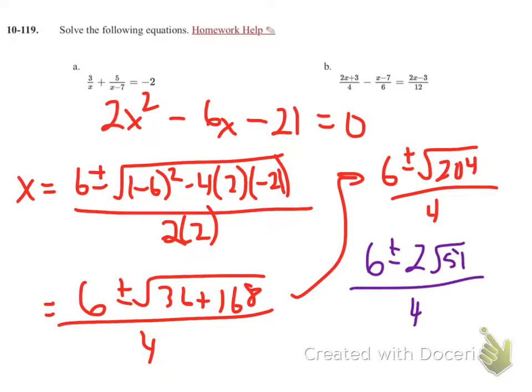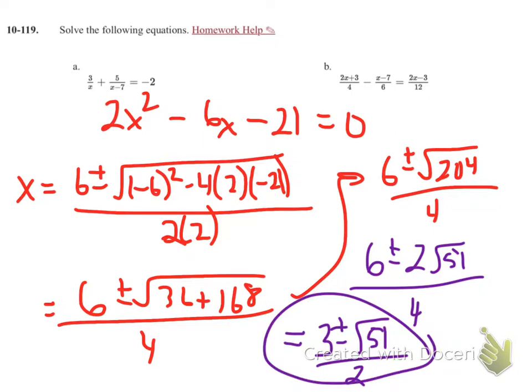And my denominator of 4 I can reduce with both terms of the numerator. I can reduce everything by 2. So my final answer is 3 plus or minus the square root of 51 over 2. And that's the final answer for problem A.